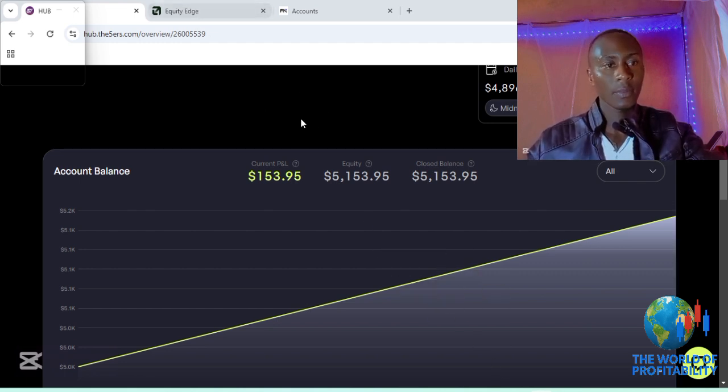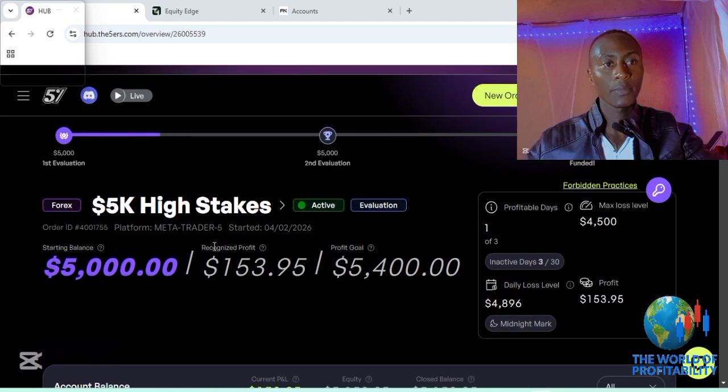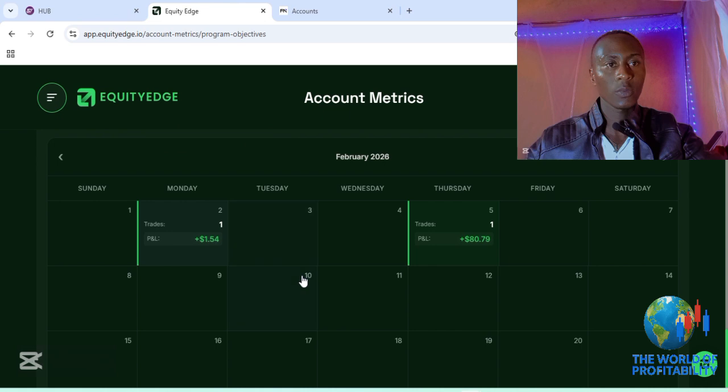So that is the 5%ers account for this week. We have another account, an Equity Edge account. And by the way, when I'm purchasing these prop firms, I'm not promoting them or anything. For a company like Equity Edge, I haven't taken a challenge recently with them, because they are not top 5 firms.